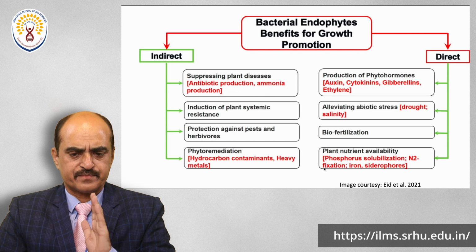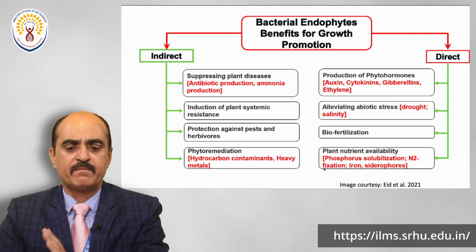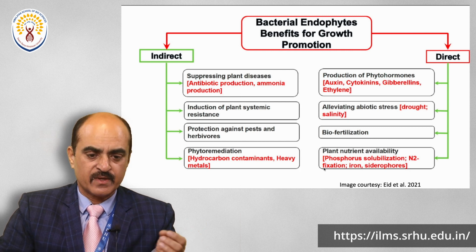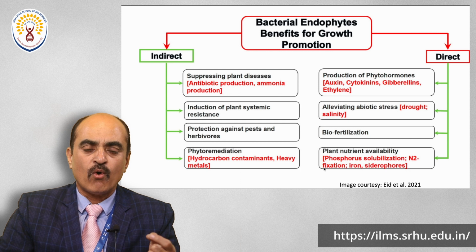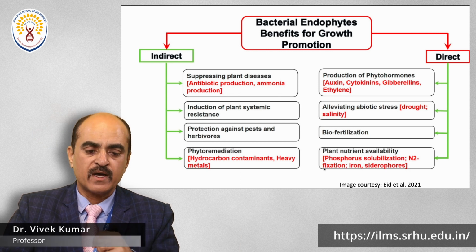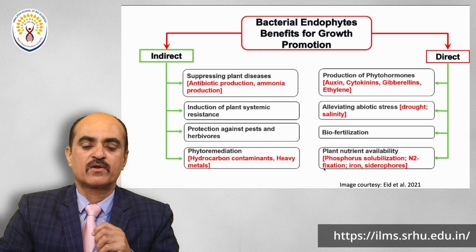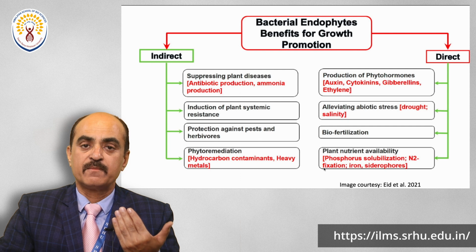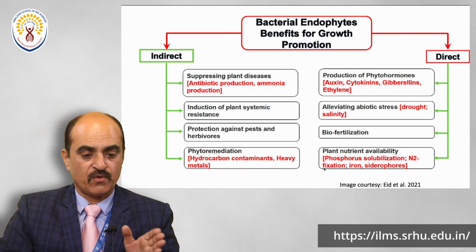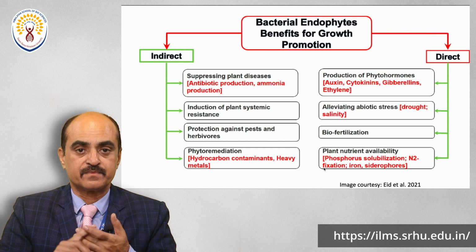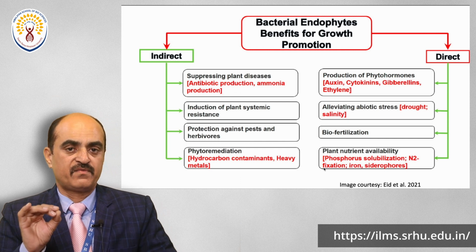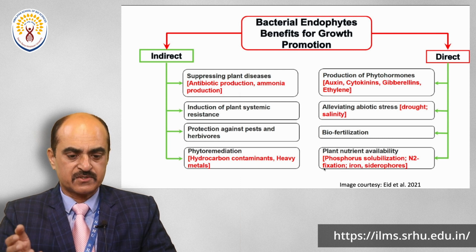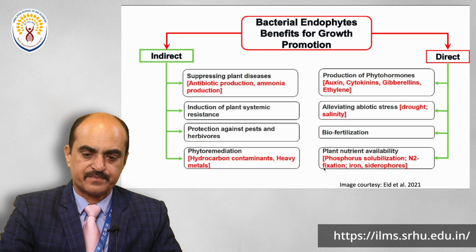Now, there are certain indirect and direct benefits of the bacterial endophytes on the plant growth. Indirect benefits means, what we are discussing today, they suppress the host plant disease by production of ammonia, by production of antibiotics, certain volatile organic compounds. They induce the systemic resistance in the host plant and they protect the plants from the pest and the herbivores, and also the endophytes, they play a significant role in phytoremediation. So, they can remove or we can remediate the metals or the hydrocarbon contaminants.